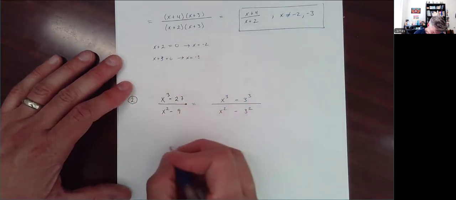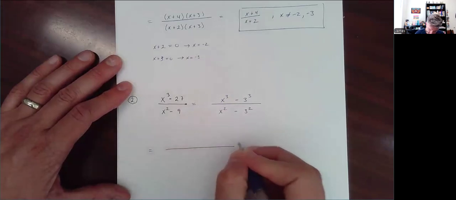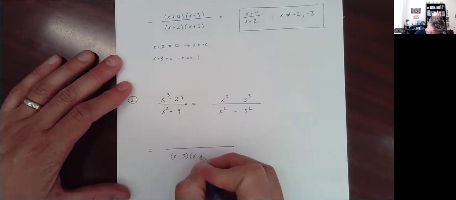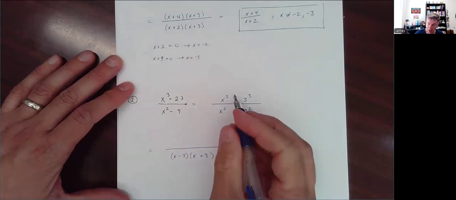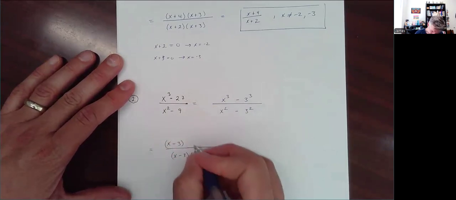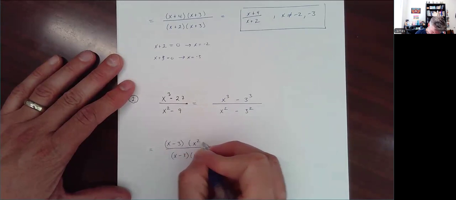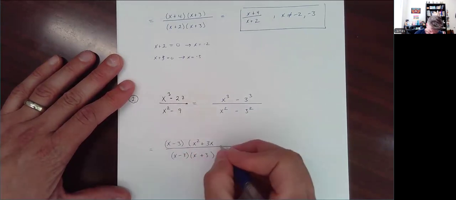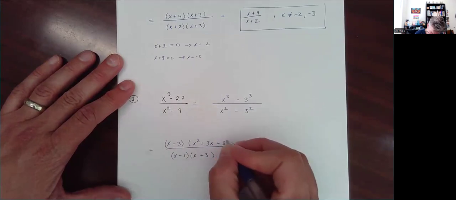For a difference of squares on the bottom, we know the difference of squares factors as the first thing minus the second thing times the first thing plus the second thing. For a difference of cubes, we know that it's still the first thing minus the second thing, but then the next part is the first thing squared plus the first thing times the second thing, plus the second thing squared, right?